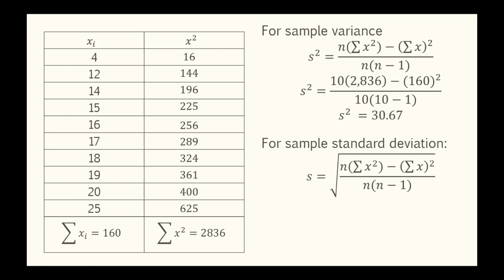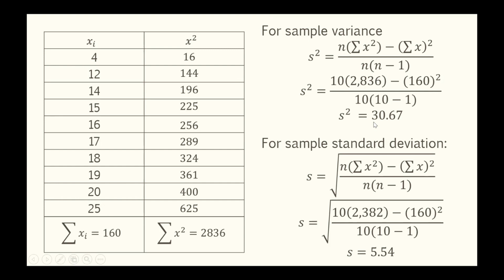For the sample standard deviation, you just take the square root of 30.67, and that is 5.54. If you notice, whether you use formula number 1 or formula number 2, the answer is the same for the sample variance and sample standard deviation.